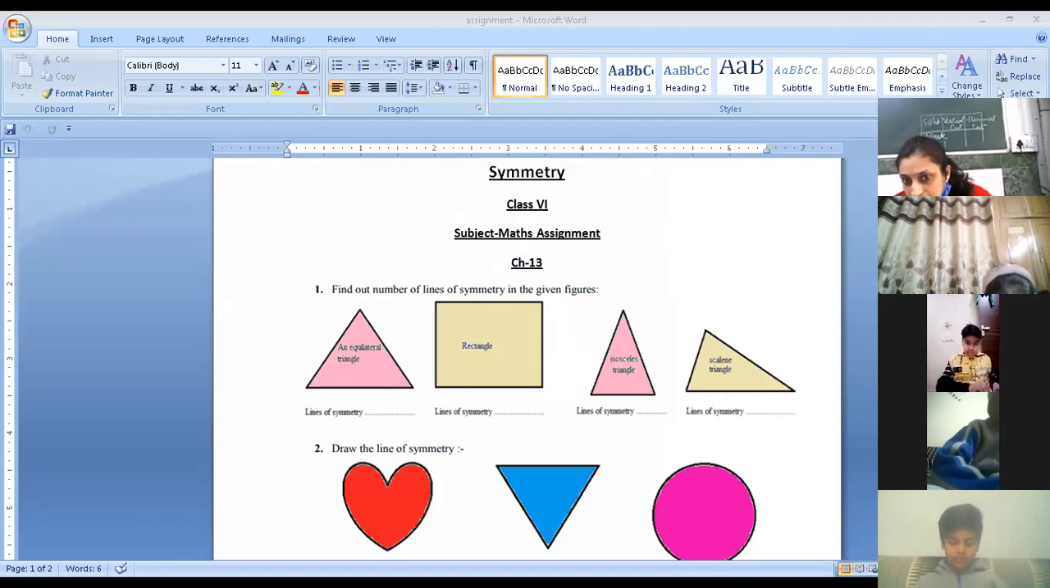You know, an equilateral triangle has all the sides equal. So all of you draw an equilateral triangle and draw lines of symmetry in it.